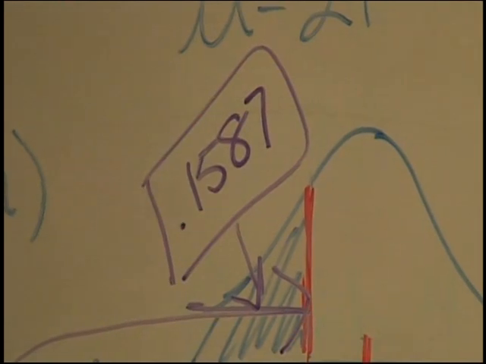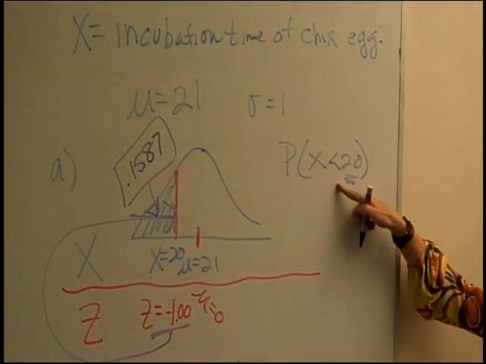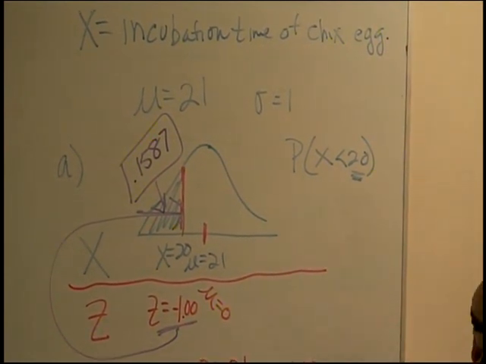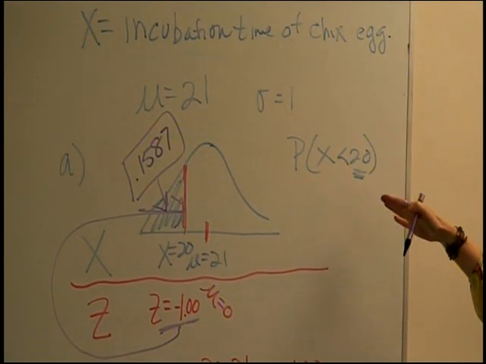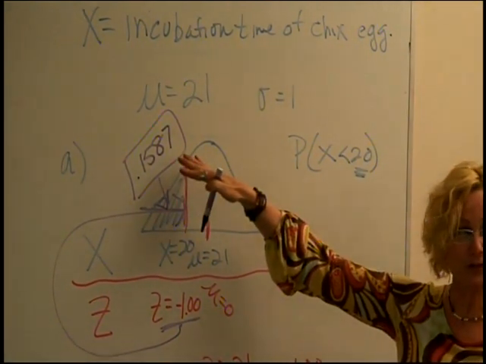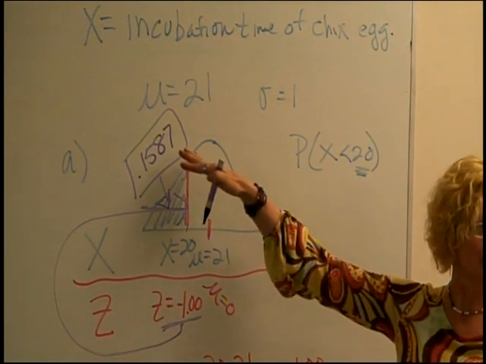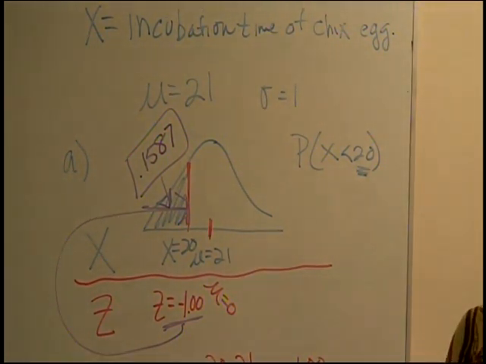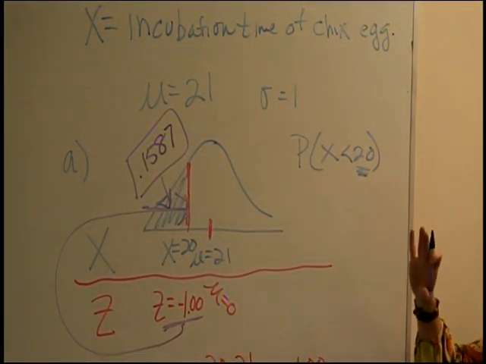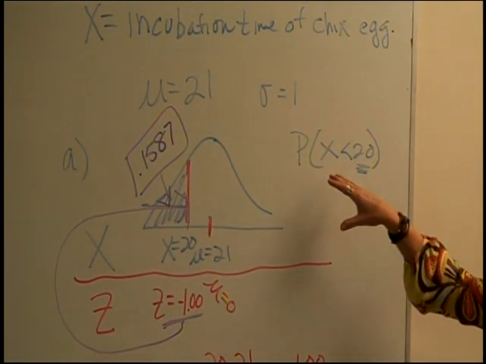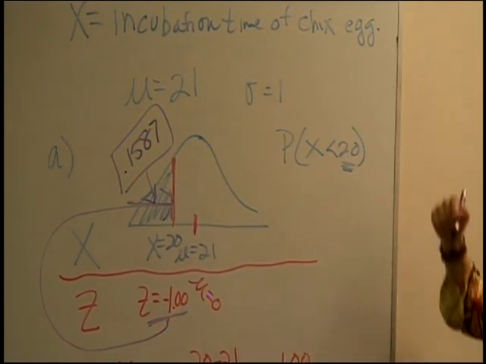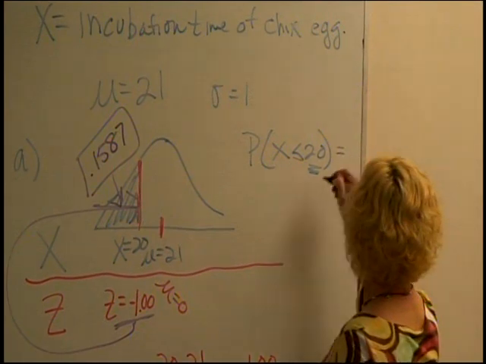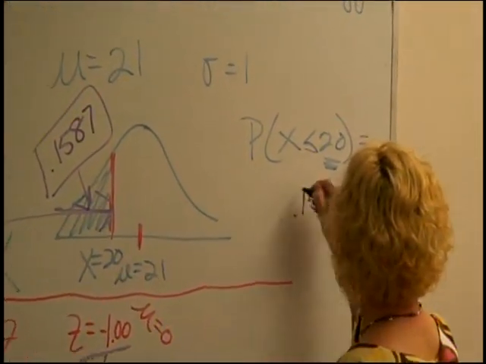So what's the probability that a chicken egg hatches in less than 20 days? 0.1587, good. So what percentage of chicken eggs hatch in less than 20 days? Good, 15.87% of chicken eggs hatch in 20 days or less. You with me? And remember that for a continuous distribution, whether or not you include the cutoff value is irrelevant. So our answer, 0.1587, and we're good to go.